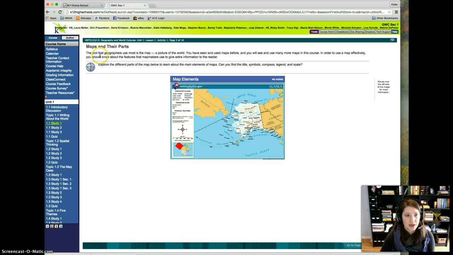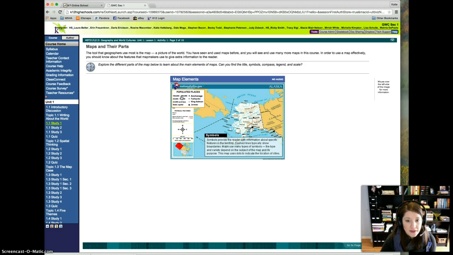On to page 2. Maps and their parts. The tool that geographers use most is the map, a picture of the world. You've seen and used maps before, and you will see and use many more maps in this course. In order to use a map effectively, you should know about the features that map makers use to give extra information to the reader. This is an example of symbols. Symbols provide the reader with information about specific features in the territory.